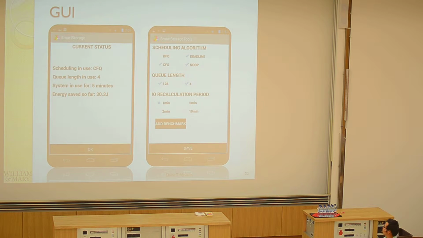Here, the user can enforce which scheduling algorithms the system should consider. We also have the queue length and the I/O recalculation period. We set it as 1 minute by default, but the advanced users can play with that, because sometimes it might be better to have longer and sometimes shorter. And we also have the possibility of adding a benchmark.